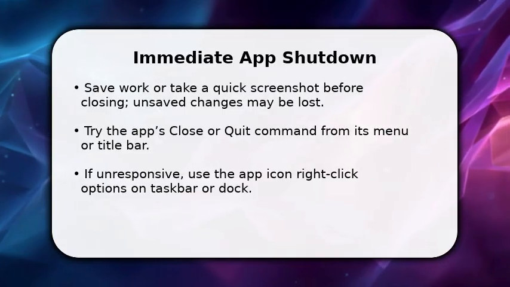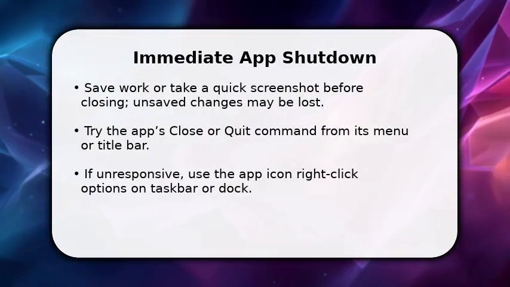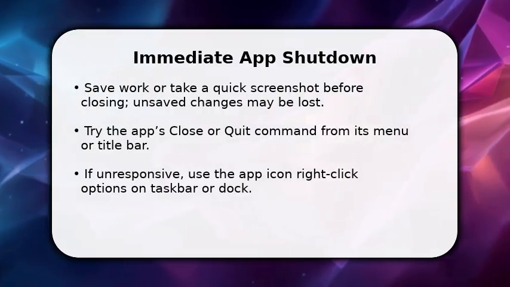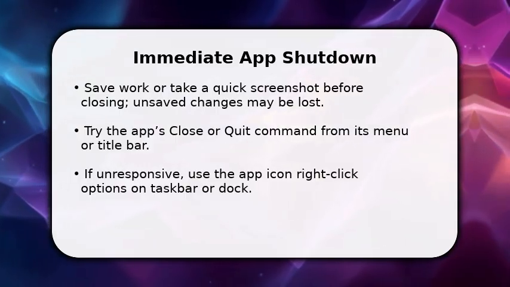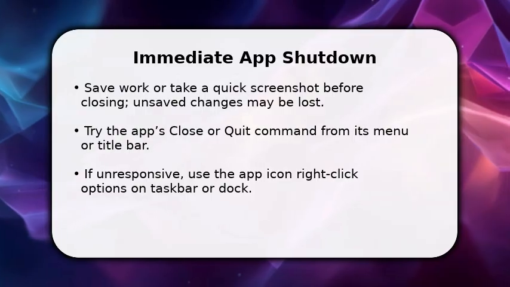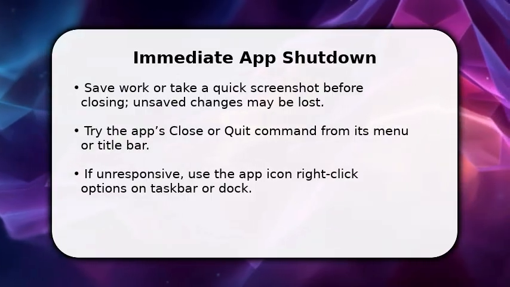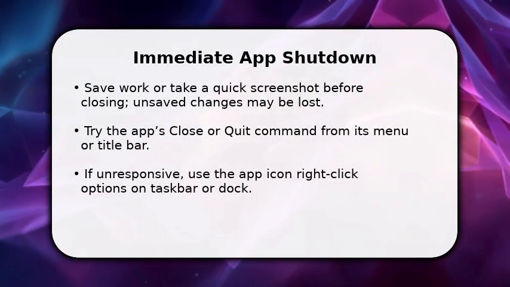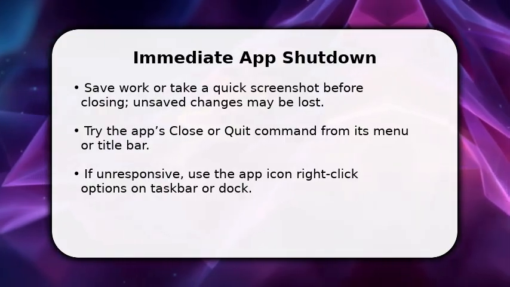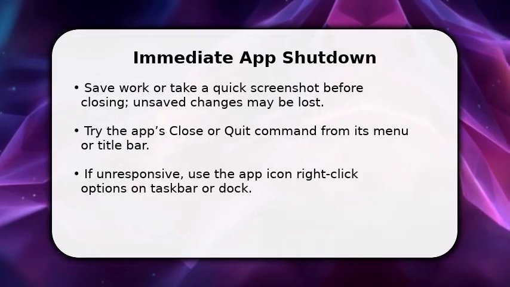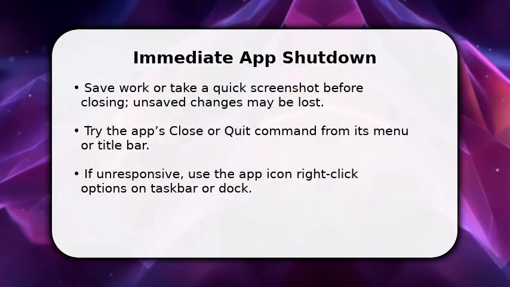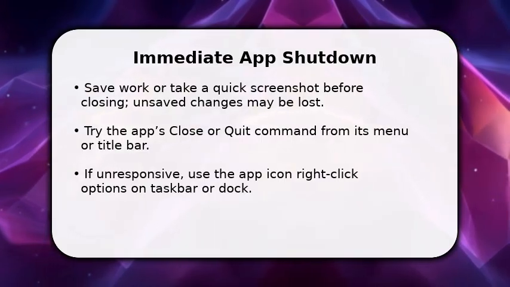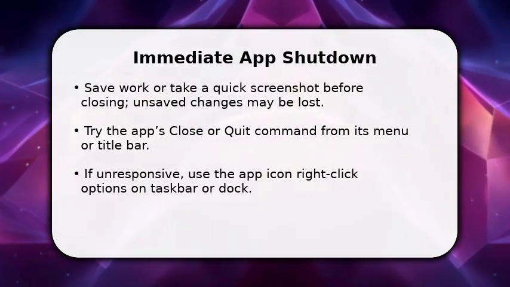You start by preserving your state. Save or screenshot important changes so you don't lose work. Once done, use the app's close or quit command from its menu or title bar because that triggers the app's normal shutdown sequence. If the app is visible on the taskbar or dock, make sure to right-click its icon and choose close/quit. This often gracefully ends background tasks.